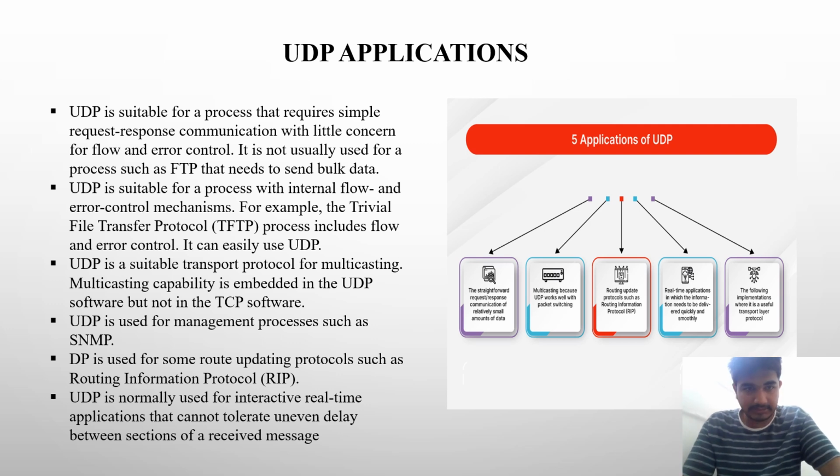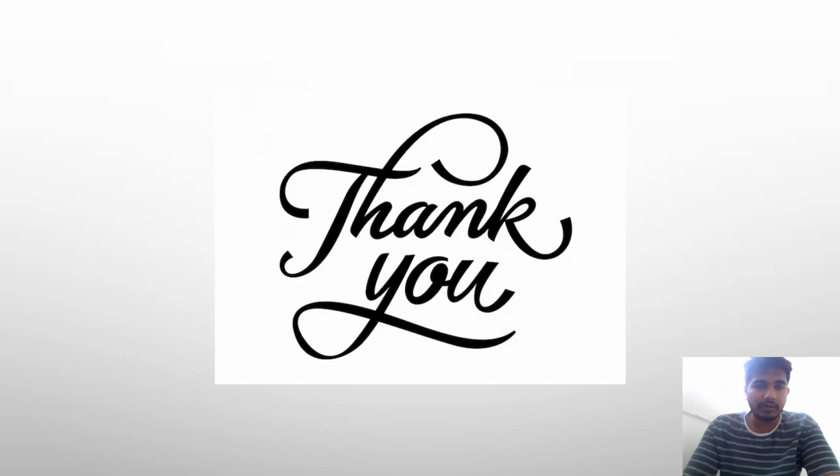These are the UDP applications. UDP is suitable for a process that requires simple request and response. UDP is suitable for a process with internal flow and error control mechanisms. UDP is a suitable transport protocol for multicasting. UDP is used for management processes such as SNMP. UDP is used for some route updating protocols such as Routing Information Protocol.